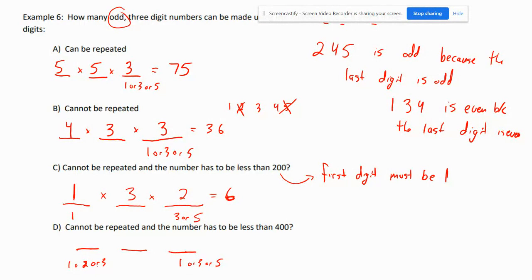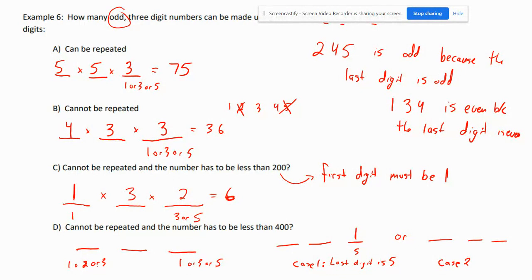So the number of cases here depends on what this choice over here is going to be. So what we need to do is what we call a case analysis for this. So case 1, I'm going to say the last digit is 5. That means there's only one option for the last digit, which is 5.